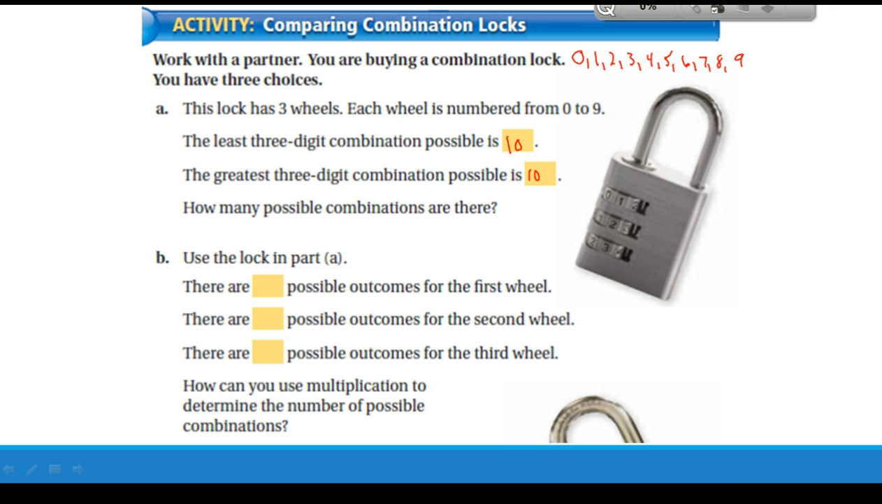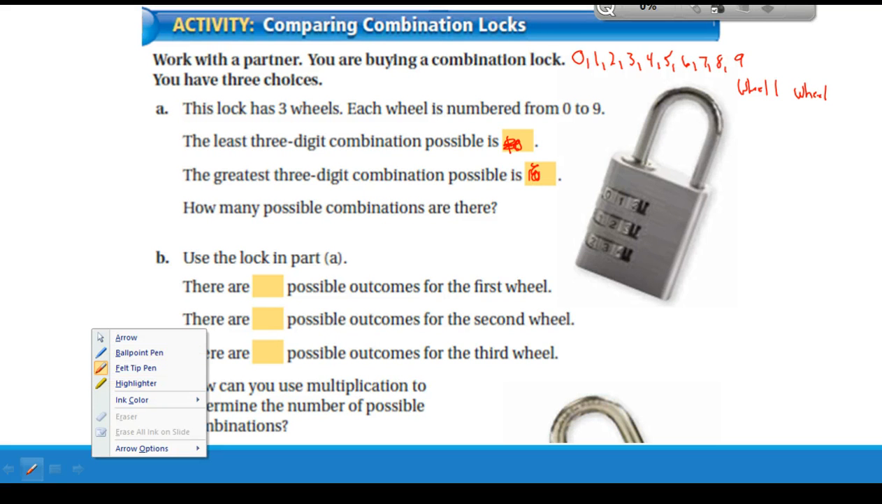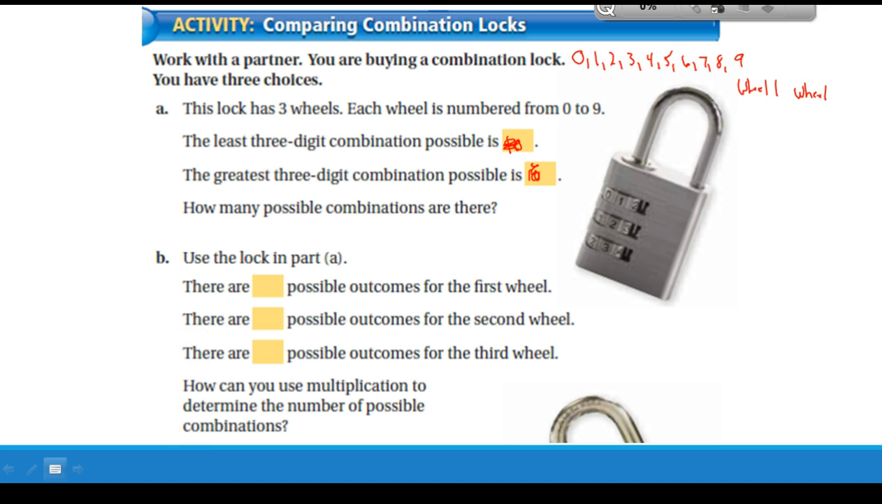Oh, no, that's not the question, I'm sorry. Let's try this a different way. Actually, we might edit this. Okay. Try this again.